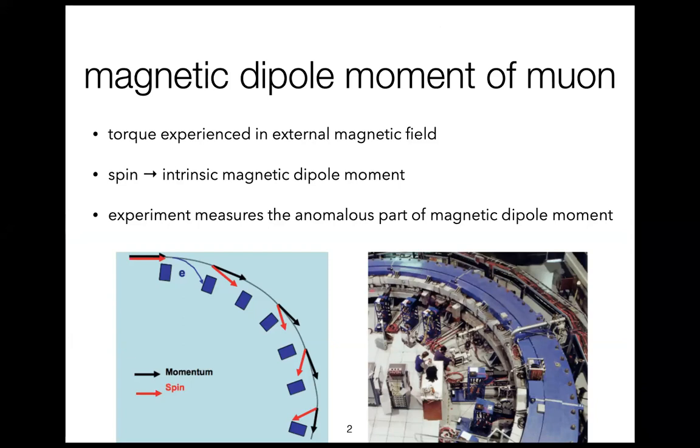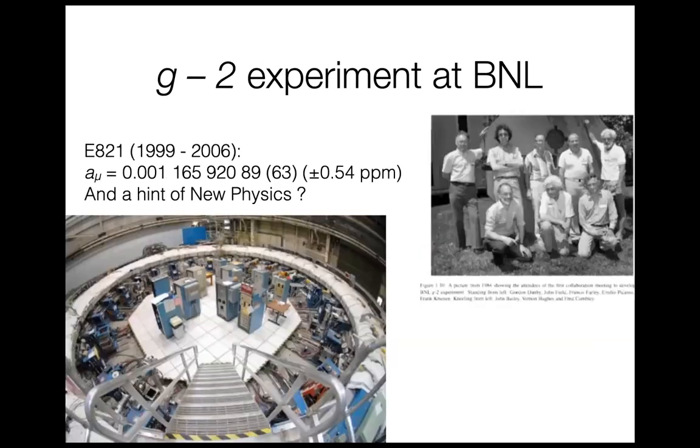That's done inside the ring, and the anomalous part is the difference between the momentum precession at the black arrows and the red arrows, which is a symbol for the spin precession. So by running the experiment inside the ring, we address directly the anomalous part of the question.